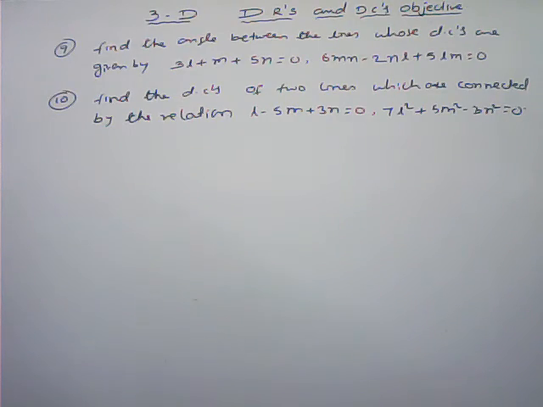Here two more problems I have given for self-practice. Similar model only. Find the angle between the lines whose DCs are given by 3l plus m plus 5n equals 0, 6mn minus 2nl plus 5lm equals 0. Next one, find the DCs of the two lines which are connected by the relation l minus 5m plus 3n equals 0, 7l square plus 5m square minus 3n square equals 0.